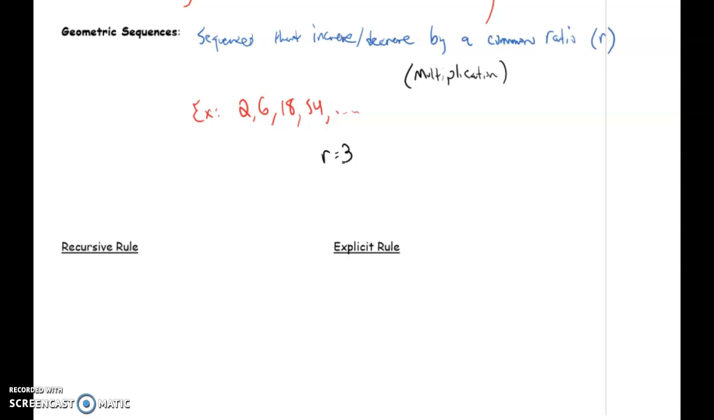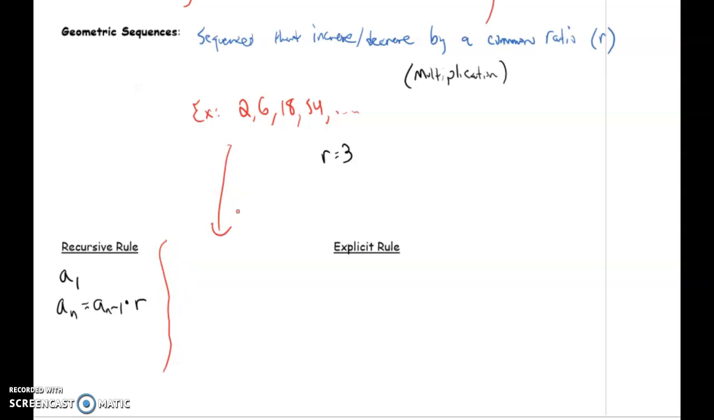Now, to write a recursive rule for a geometric sequence, you start with the first term, just like we did for arithmetic sequences or any sequence. Then we say for the nth term, you take the previous term and you multiply by the common ratio. So for example, if we wanted to write a recursive rule for this sequence, we would say the first term is 2, and then starting with the next term, it is equal to the previous term times 3, which is the common ratio. So starting with the second term, we take the first term and multiply by 3. Then for the third term, we take the second term and multiply by 3, and so on and so forth.